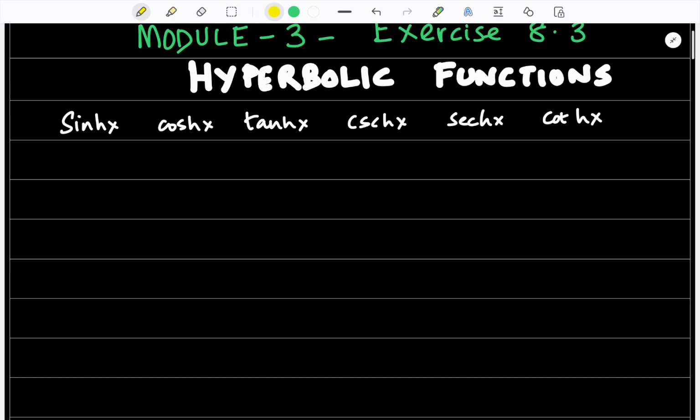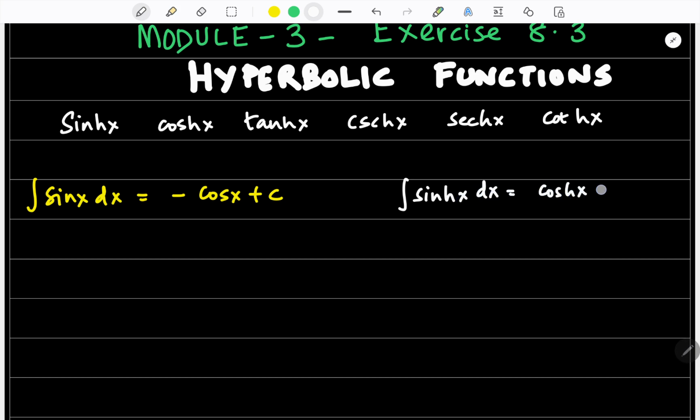Before going to this, let me relate both the normal trigonometric functions and the hyperbolic functions. So what is the integral of sine x? You already studied. Integral of sine x is negative cosine x plus c. And what is the integral of sinh x dx? It is only cosh x plus c. Look here, there is a minus here and there is no minus here. So it is plus.